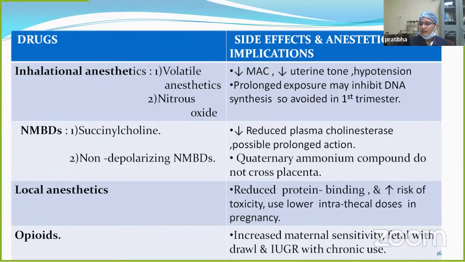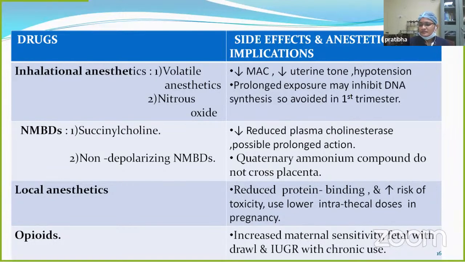Coming to the inhalation agents like volatile anesthetics. With volatile anesthetics, there will be a decrease in minimum alveolar concentration, decreased uterine tone, and hypotension. Nitrous oxide on prolonged exposure may inhibit DNA synthesis, so it is avoided in the first trimester. And neuromuscular blocking drugs like succinylcholine, with reduced plasma cholinesterase, there will be a possibility of prolonged action. Non-depolarizing drugs are quaternary ammonium compounds, so they do not cross the placenta. And local anesthetics reduce protein binding and increase the risk of toxicity, so use low intrathecal doses in pregnancy.